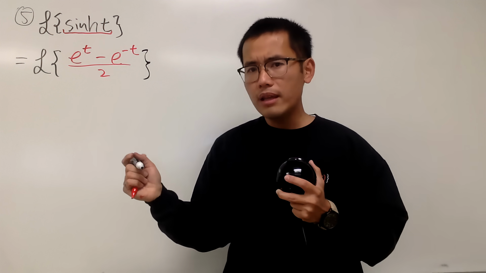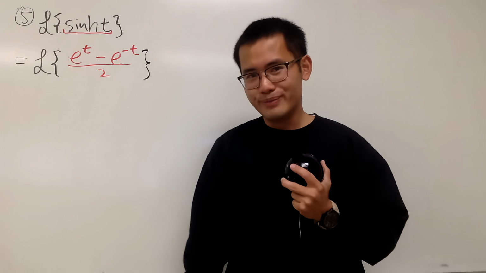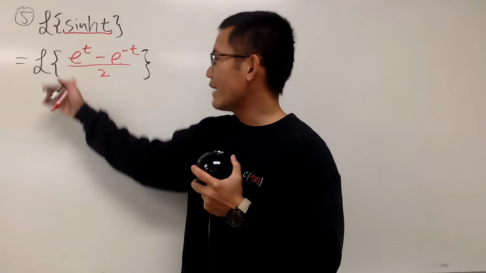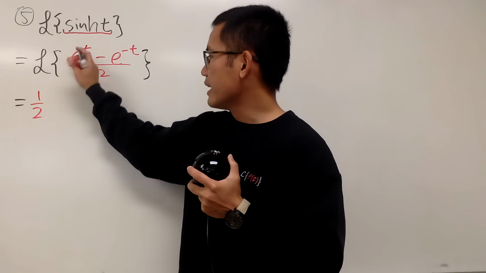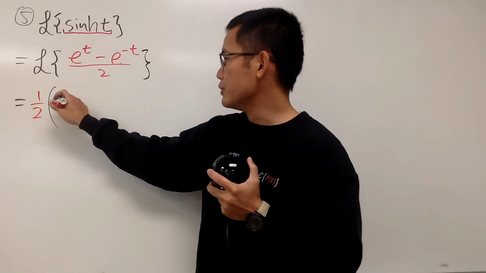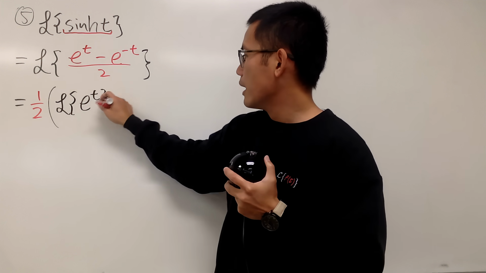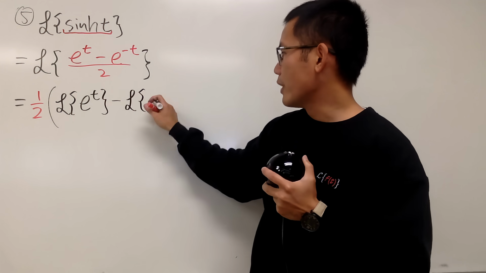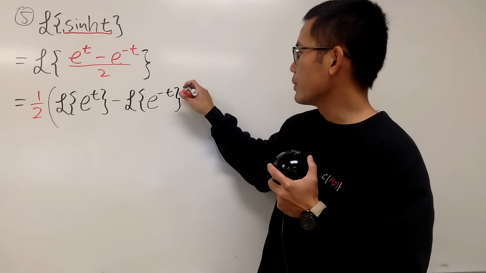And do we know how to handle the Laplace transform of e to some number t already? Yes, we do. So we can just break them apart, and let me show you how. First, we have the 1/2. Let's put that all the way in the front. Then we can do the Laplace of the first, the Laplace of e to the t, minus the Laplace of the second, and we have the 1/2 all the way in the front already.